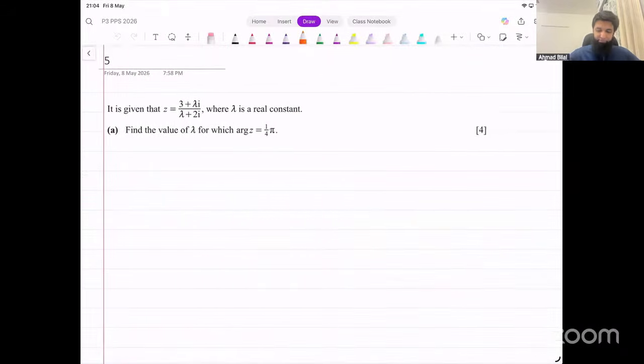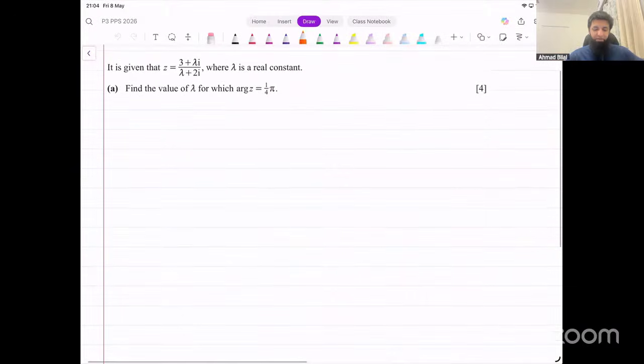Question number 5. Now, it's given that z is equal to (3 + λi)/(λ + 2i), where λ is the real constant. Find the value of λ for which argument of z is equal to π/4. Okay, so we find the argument of this complex number z, and we put that equal to π/4, and that will give us the value for λ. How do you find the argument of this number? We would have to simplify this first, right? Let's simplify this first, and then we will try to find the argument.